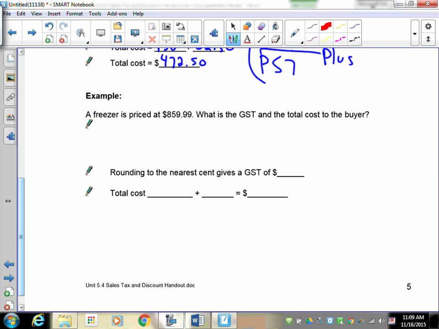Okay, now this is what I want you to do. Our freezer is priced at $859.99. What is the GST and what's the total cost to the buyer? So pause the recording and do this question, please. All right, here we go.